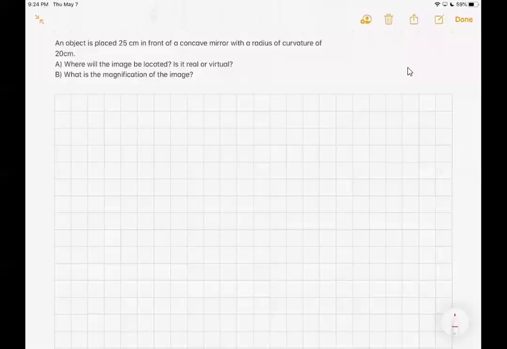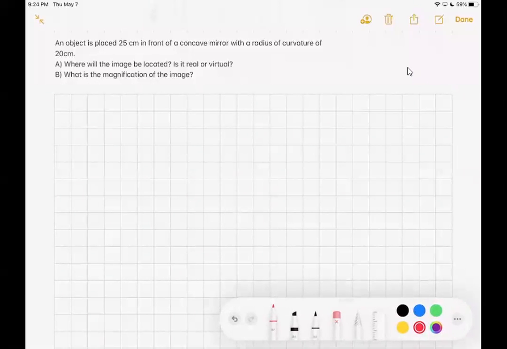Okay, so here we have a pretty standard problem. An object is placed 25 centimeters in front of a concave mirror with a radius of curvature of 20 centimeters. All right, so we need to first of all find where the image will be located and determine if it's real or virtual, and then find its magnification.